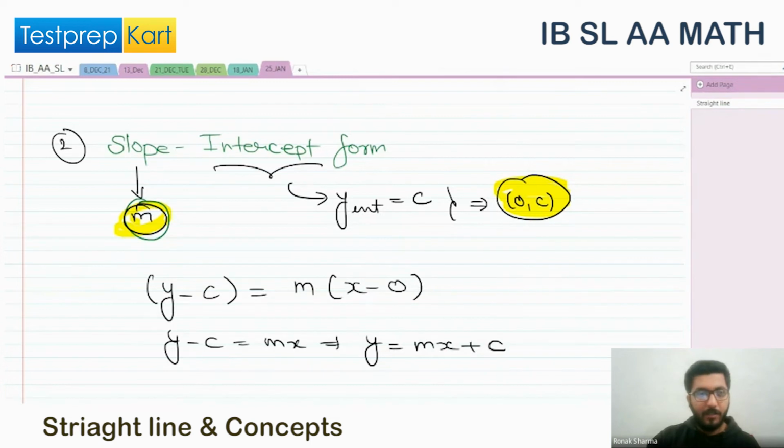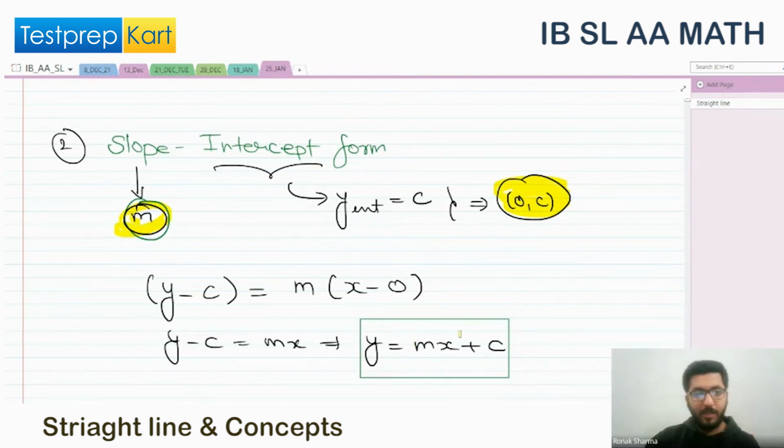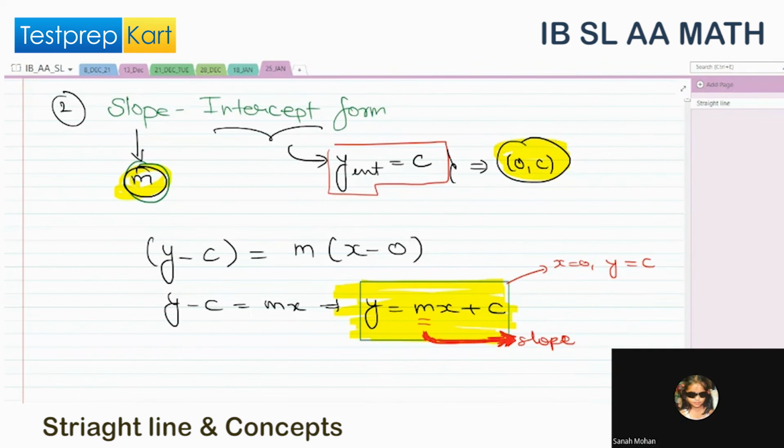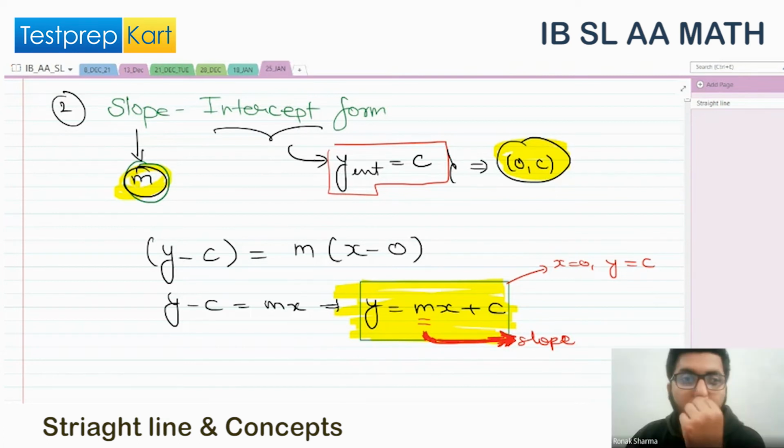Have you ever seen this formula before? Yes, y equals mx plus c. And this is the reason why it is the equation of a straight line. This is a very important formula. From here you can see that if you put x equal to 0, you directly get y equal to c. That's what we took in the beginning, the y-intercept. And the coefficient of x gives you the slope.